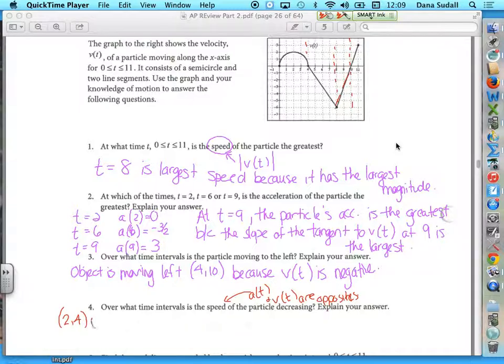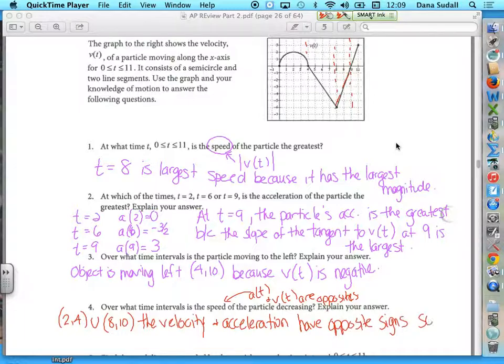So from 8 to 10, the velocity and the acceleration have opposite signs. So the speed is decreasing. All right, so that's number 4.